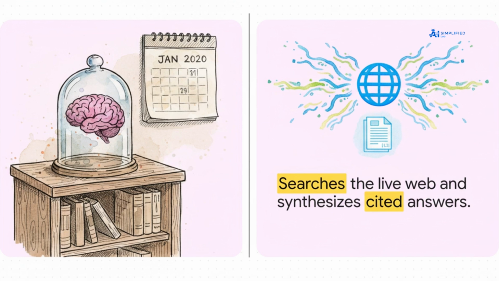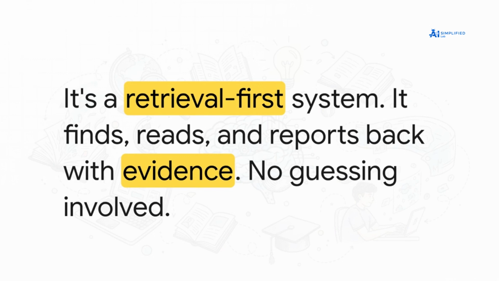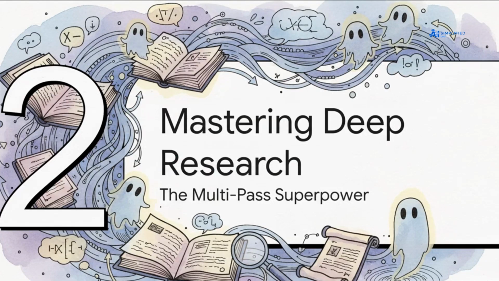And honestly, for any kind of academic work, this is the most important thing you need to hear. You absolutely cannot afford to have your AI just make stuff up or hallucinate a fact. That's a disaster waiting to happen. Perplexity's whole system is built to avoid that. It's what's called a retrieval-first system. It doesn't guess. It goes out, it finds, it reads, and then it reports back with the evidence. That's it. No guessing.